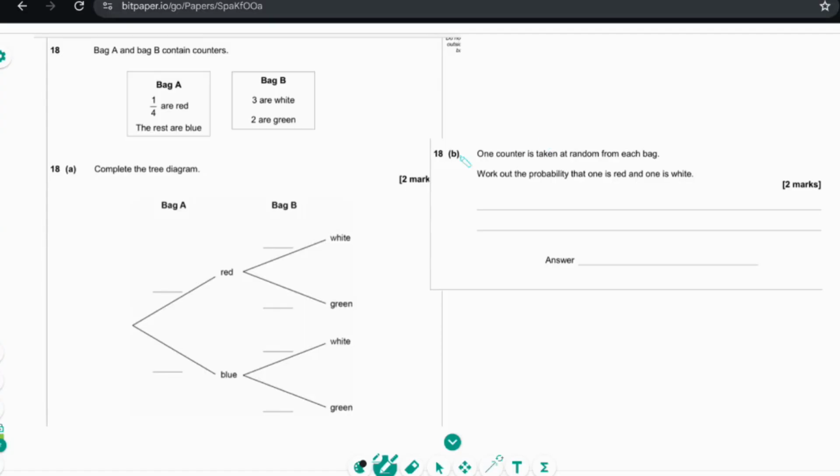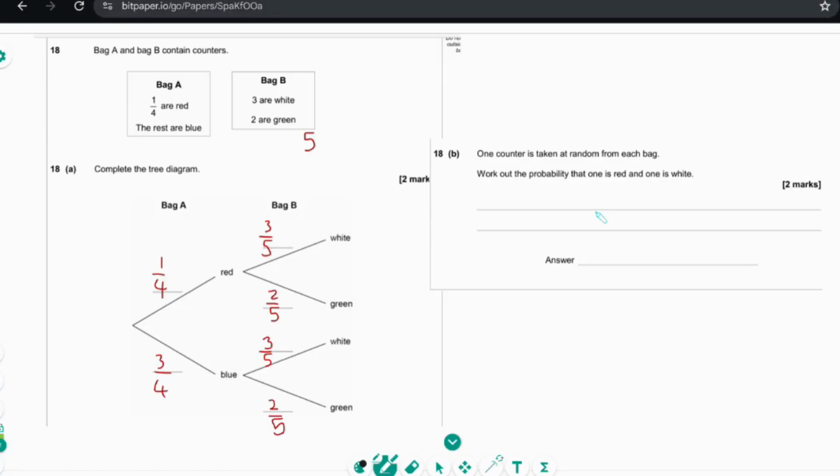Bag A and bag B contain counters. Bag A, a quarter are red, the rest are blue. So a quarter are red, 3/4 are blue. Bag B, 3 are white, 2 are green. So we've got 5 in total. So 3 out of 5 are white, 2 out of 5 green. One counter is taken at random from each bag.